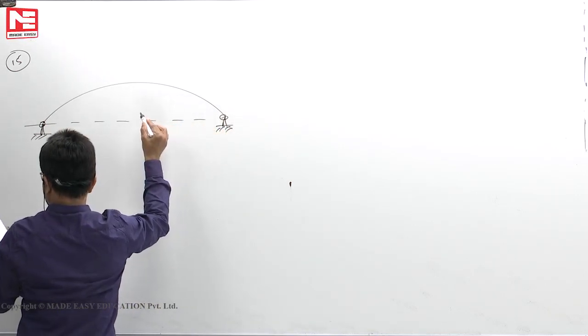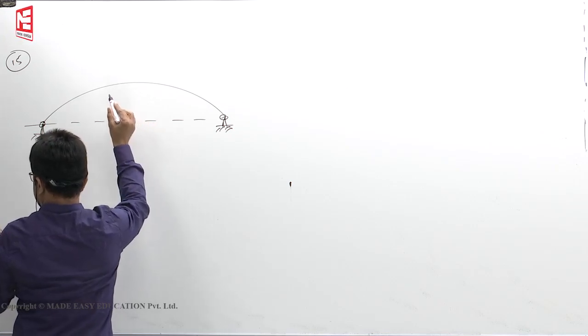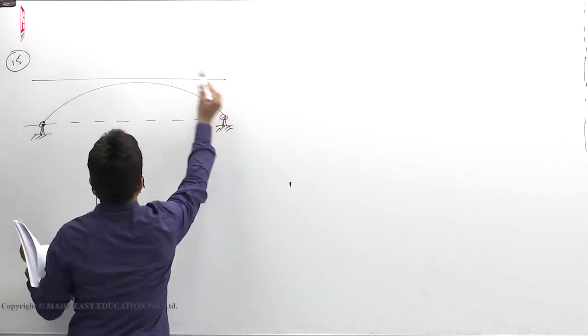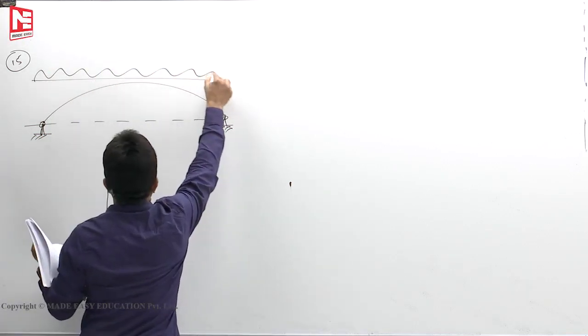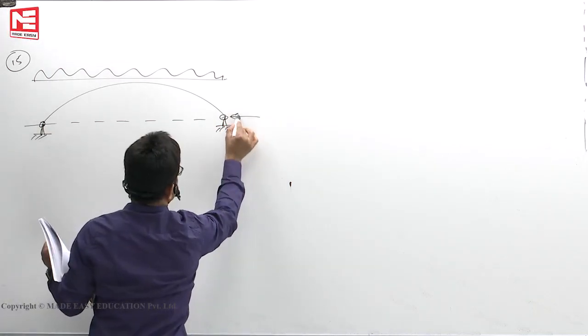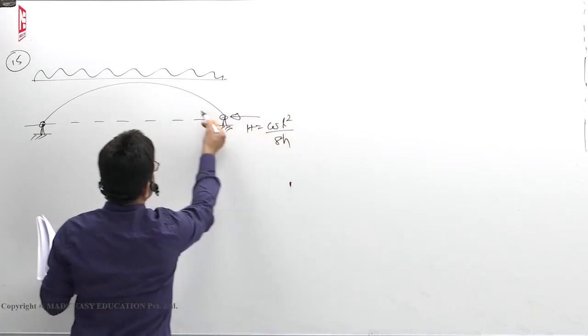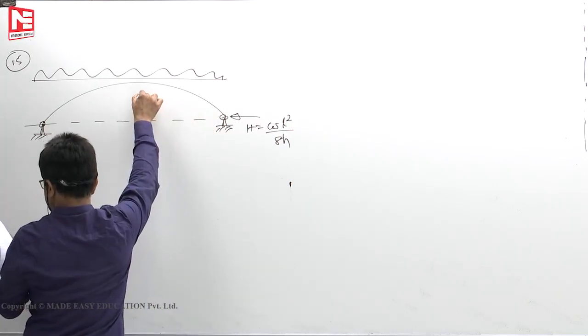Arch carries uniformly distributed load W per unit length along the entire span, like this. Okay, this is correctly matched. Horizontal thrust, correct, WL square by 8H. This is valid for 2 hinged and 3 hinged parabolic arch.